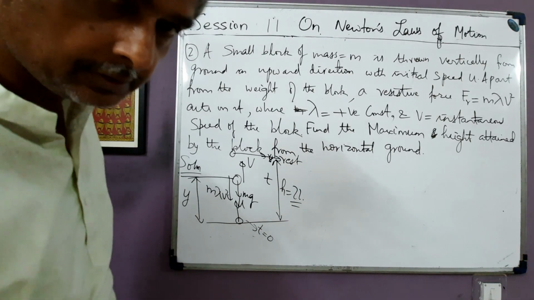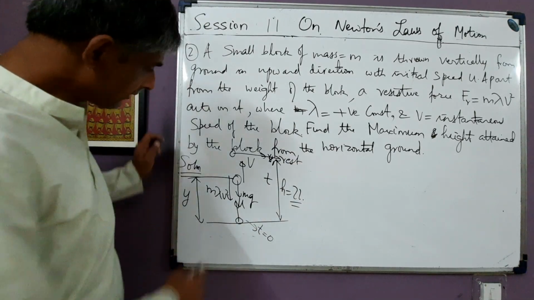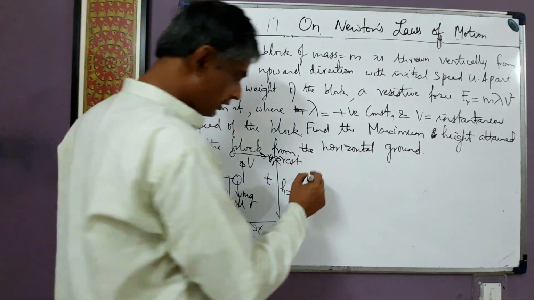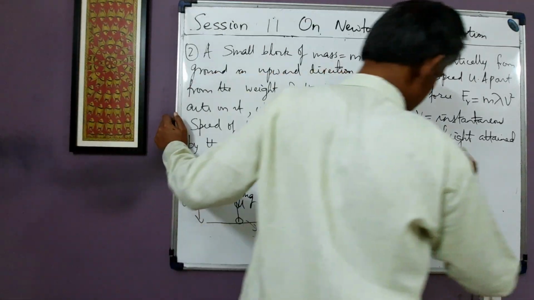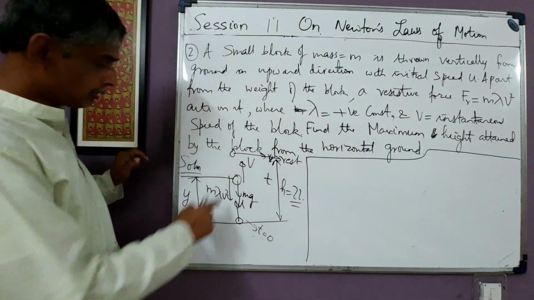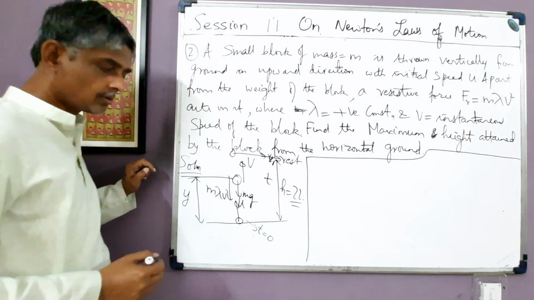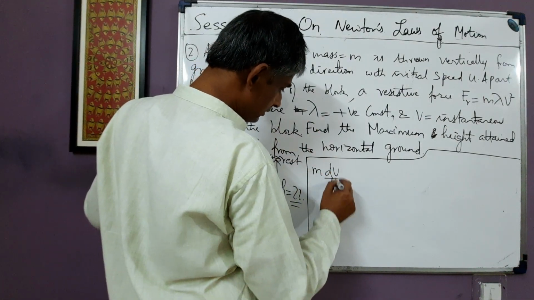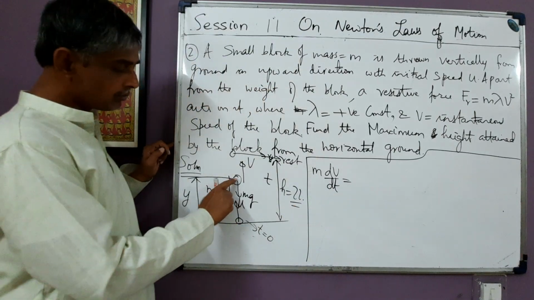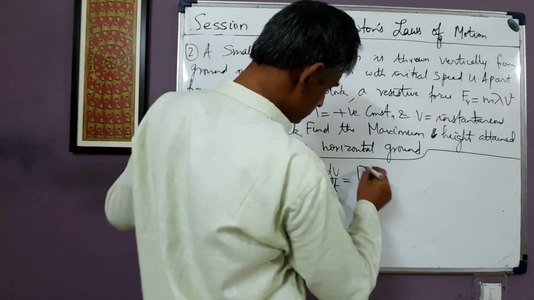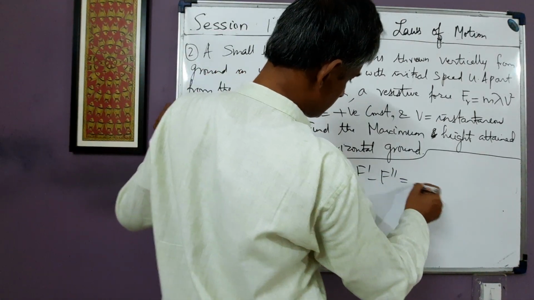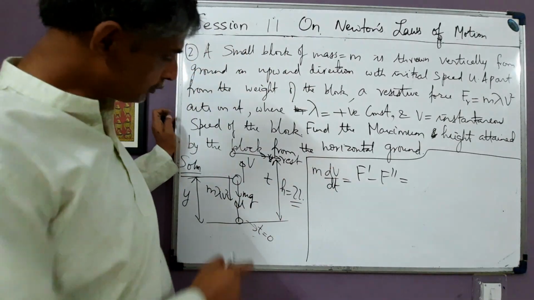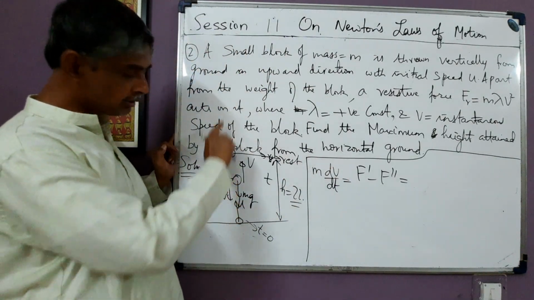At this instant t, I apply Newton's second law to the block in upward direction. So what do I write? m dv by dt is equal to the net force on the block in upward direction. That is equal to F' minus F''. What is F'? F' is the sum of components of those forces on the block which make an acute angle with the upward direction.